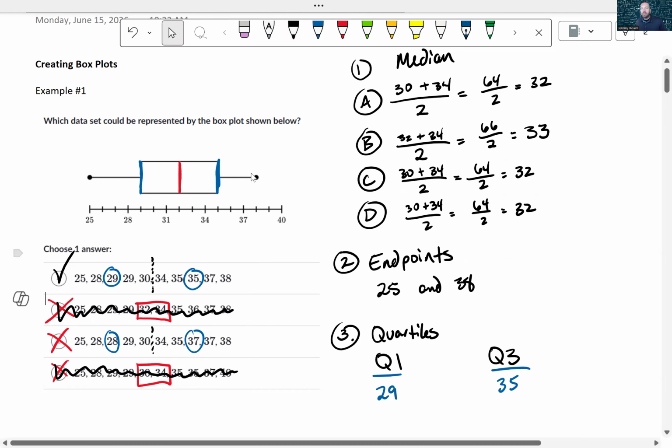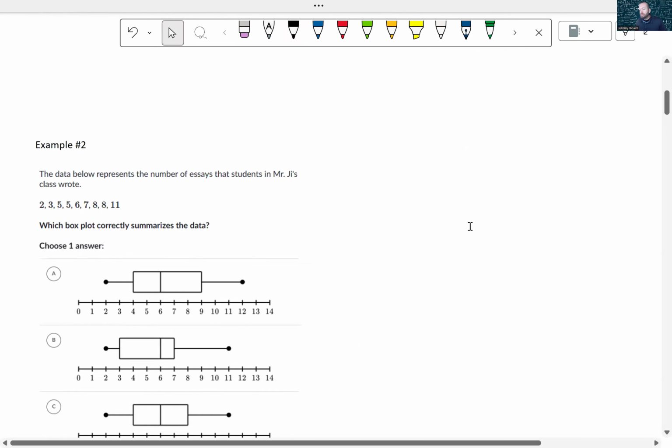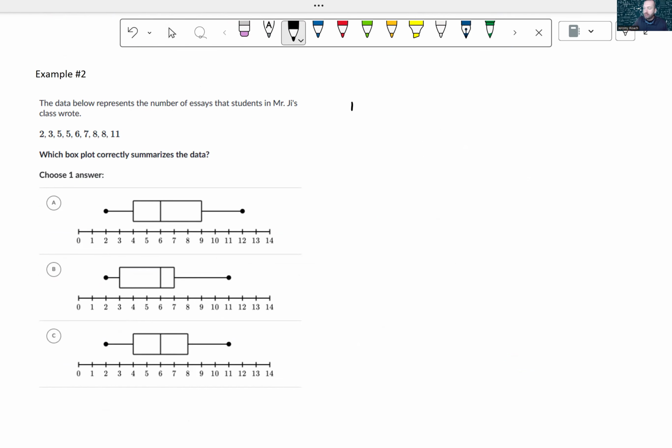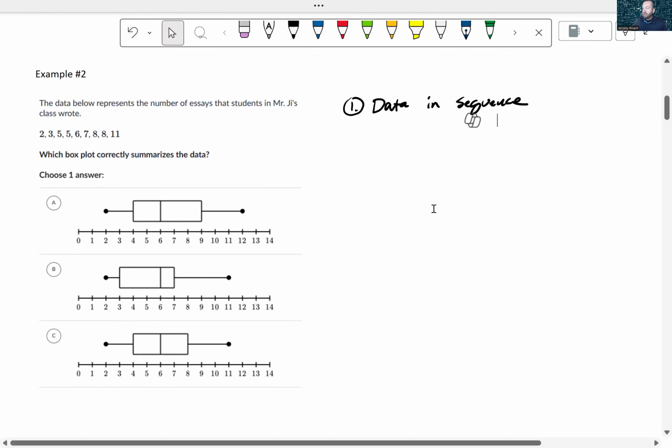Let's take a look at one more. I think this next one's a little bit quicker. Here we just have one data set to analyze, and we need to match the box and whisker plot now. So it's in a different order. The first thing I notice is that our data is already in sequential order. I'm just going to say our data is in sequence. So that's a good thing.